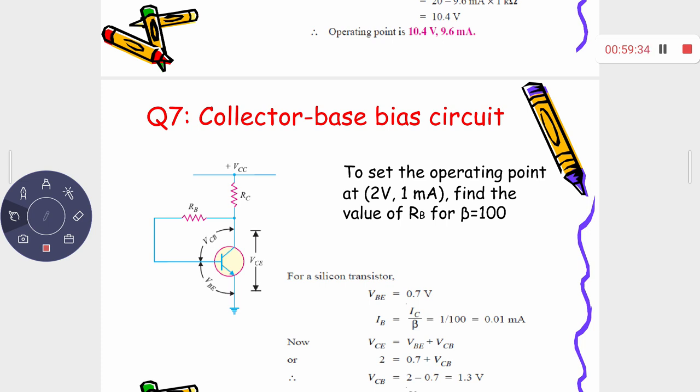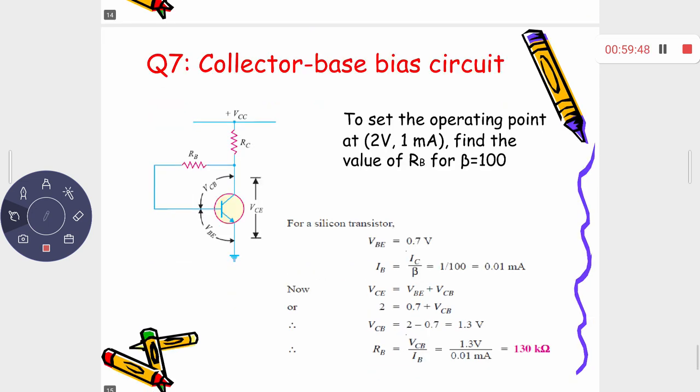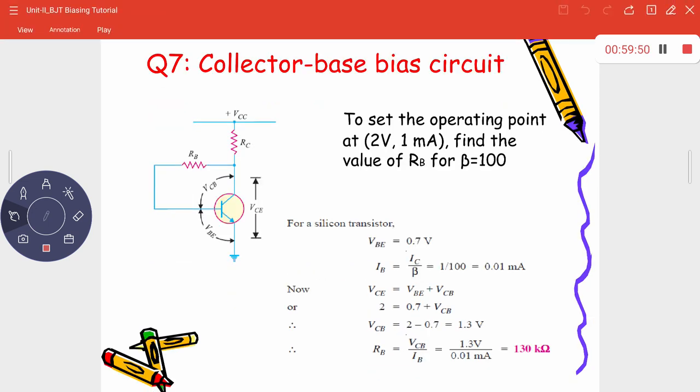So typically we consider VBE to be 0.7 volt. If IC is given as 1 milliampere and beta is equal to 100, then what is your IB value? 1 upon 100, that is 0.01 milliampere. Right? Now VCE is equal to what?